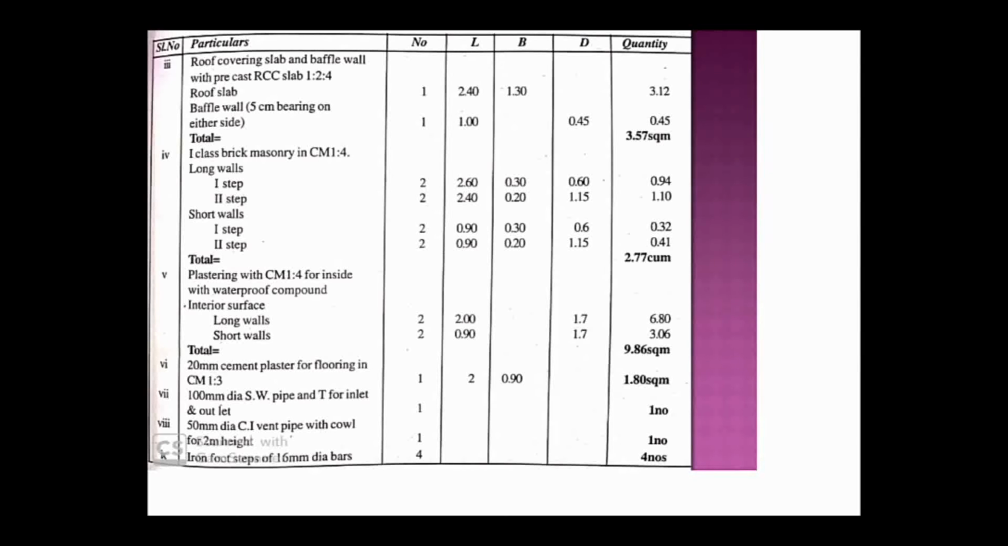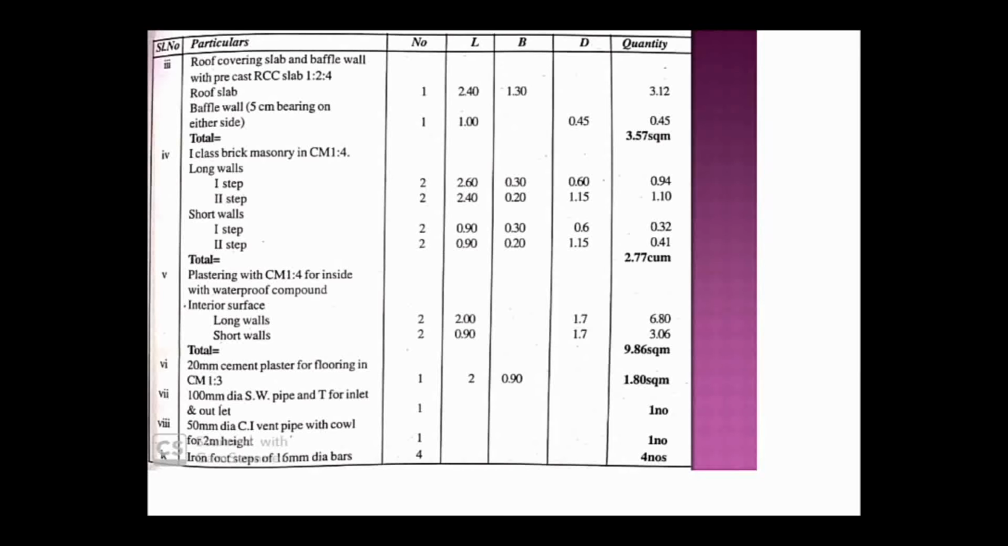And for the first step it is 0.3 thickness wall, and for the second step it is 0.2, and the depth is the same, 0.6 and 1.15, as it is in the long wall. And if you multiply these things, you get the quantity as 2.77 cubic meter. This is your quantity for first class brickwork masonry, right? So this is your fourth quantity.